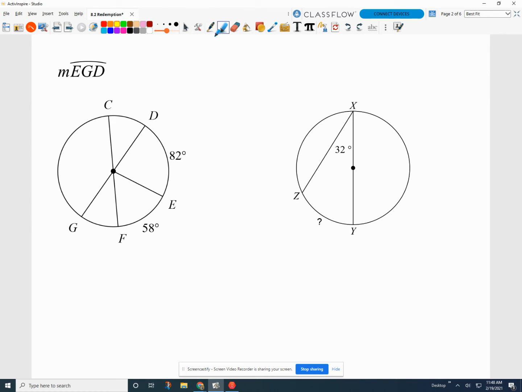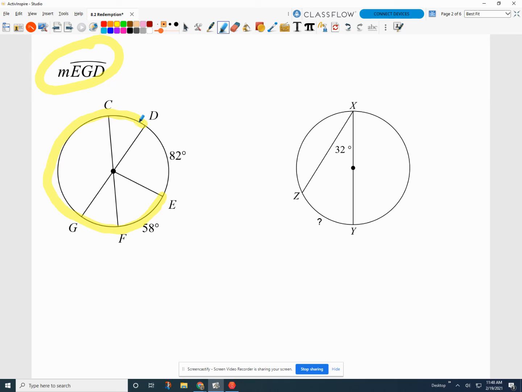Let me grab my highlighter here. So what I'm asking you here, I want you to find the measure of arc. See the arc across the top? Arc EGD. So we're going to go from E, walk around the outside of the circle through G, back to D. So I need to add up all of the little pieces that make up that big arc.